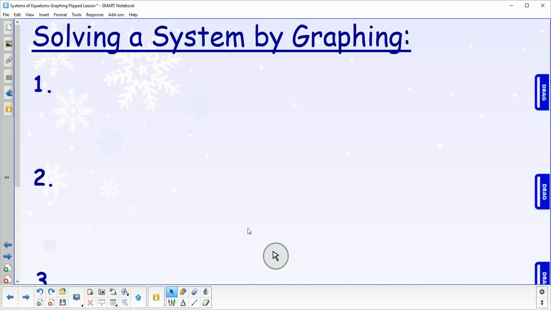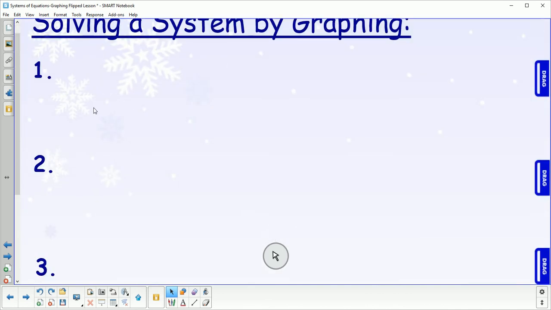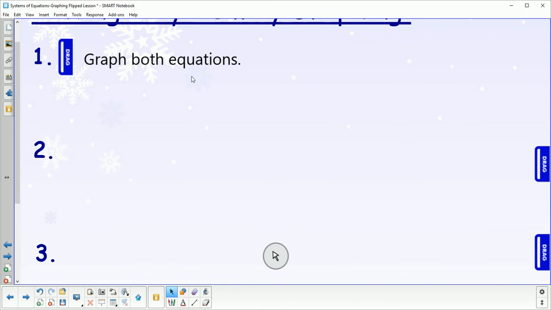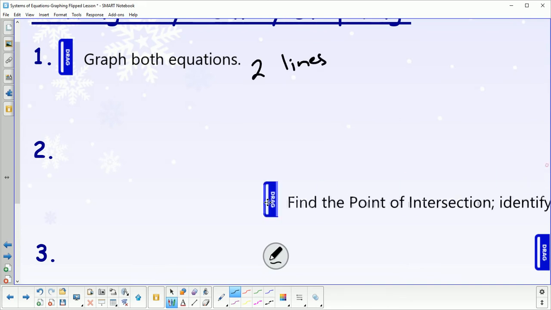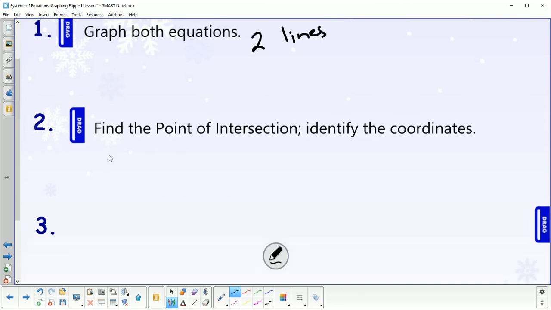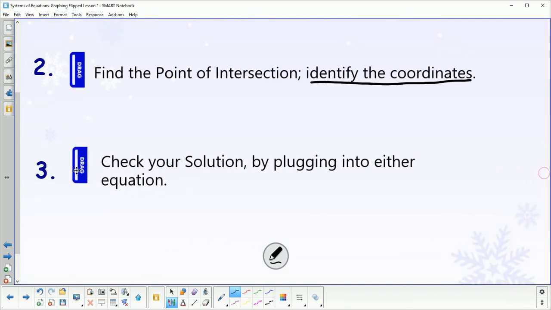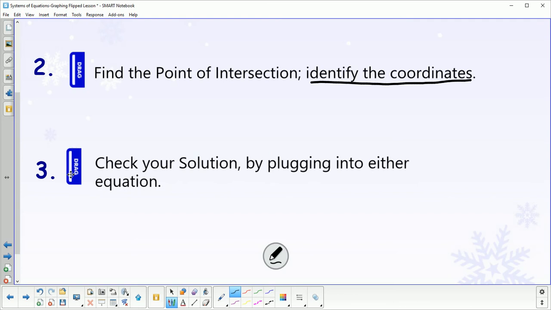With that said, in order to solve by graphing, these are really important notes for today. In order to solve by graphing, first thing you're going to do is graph both equations, so two lines. So you might want to add that note in. We're going to have two lines that we graphed. Okay, next piece, after we graph those two lines, we're going to find the point of intersection, and most importantly, identify the coordinates at that point of intersection. And then finally, we're going to check your solution by plugging into either equation.